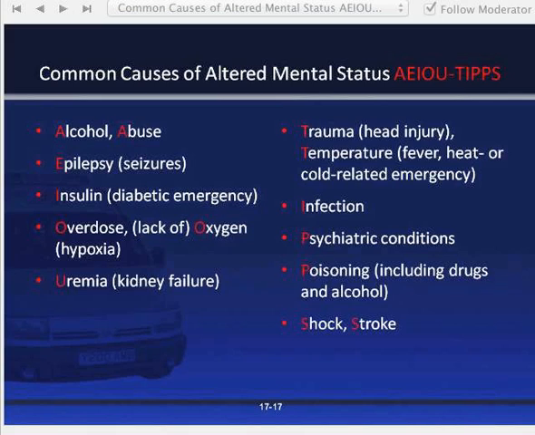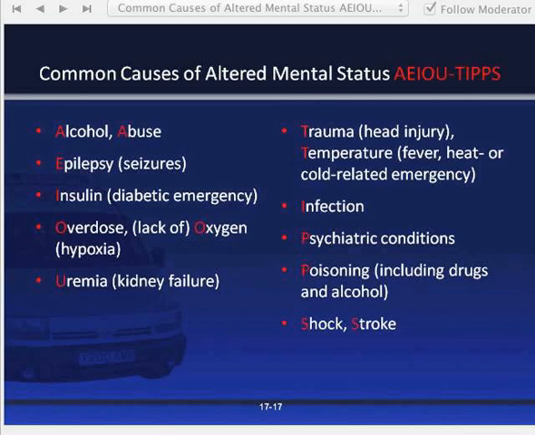A stands for alcohol or abuse. E stands for epilepsy. I stands for insulin, implying diabetic emergency. O stands for overdose, or lack of oxygen, hypoxia. U stands for uremia, such as kidney failure. T stands for trauma, such as a head injury, or temperature: fever, heat, or cold-related emergency.